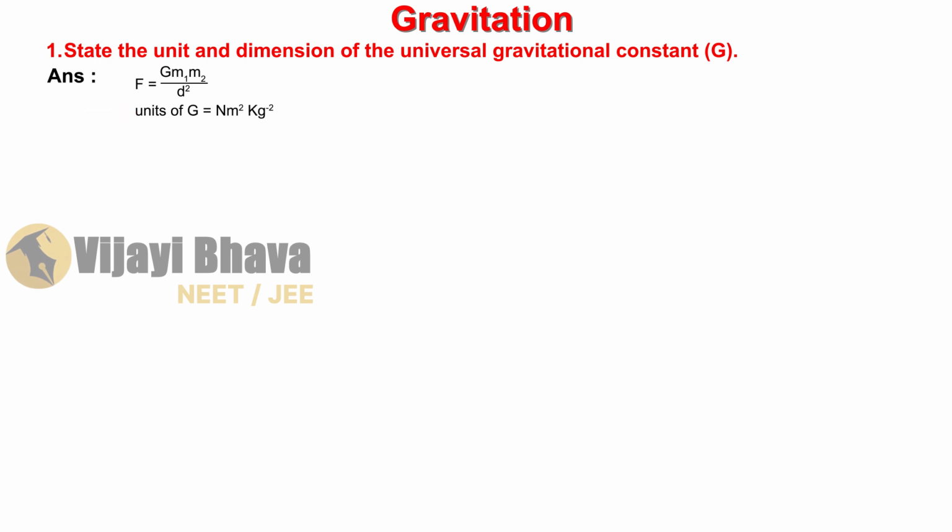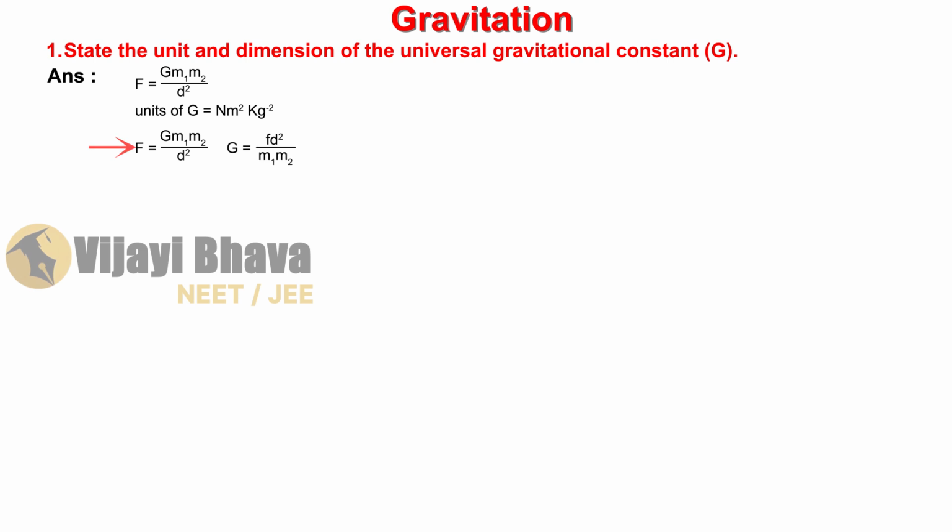Now moving on to the dimensional formula of gravitational constant. From the formula F is equal to G m1 m2 by d square, we can write G is equal to F into d square by m1 m2.